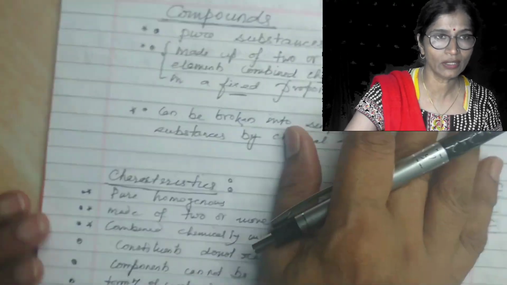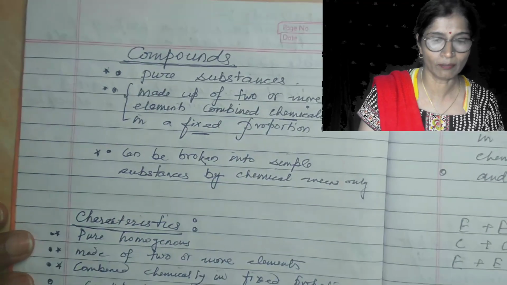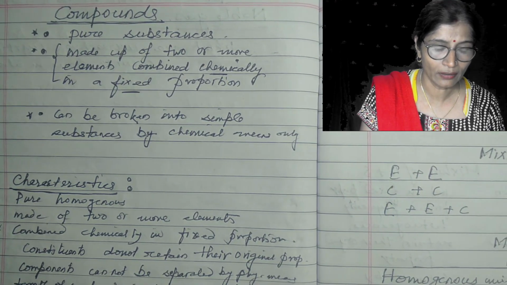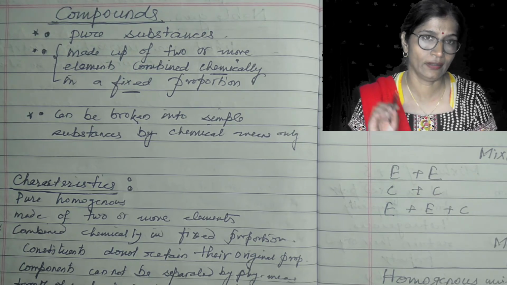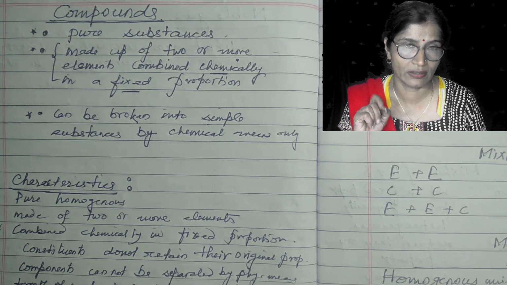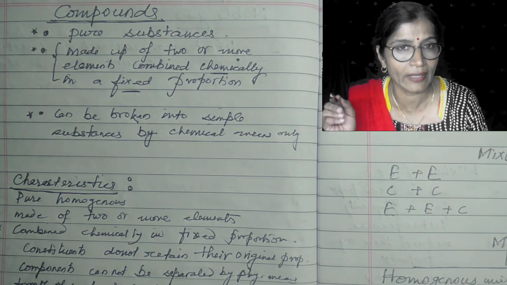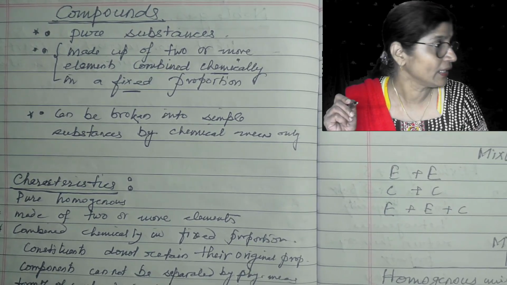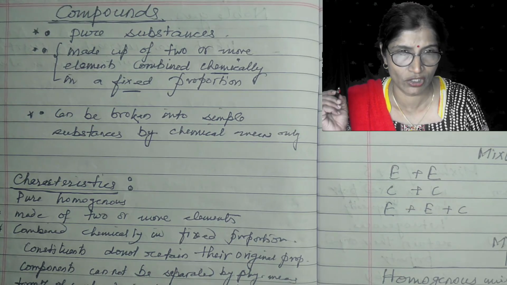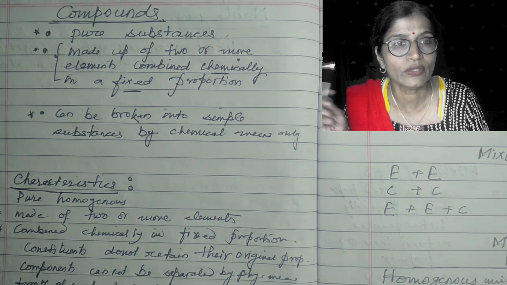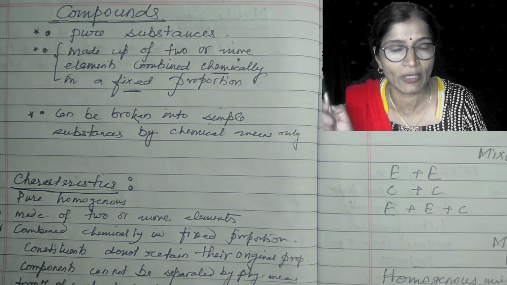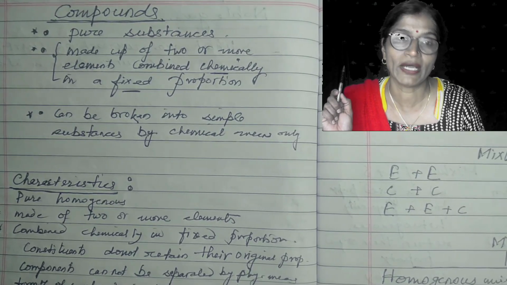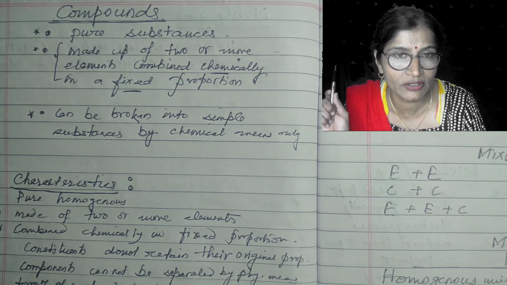Next, we have completed elements. Now I will discuss the compounds. What are compounds? Compounds are again pure substances. They are made up of two or more elements, but they combine chemically in a fixed proportion. After that, they convert into the molecular state. Compounds are made up of one type of particles, and those particles are molecules, and they can be broken into simple substances by only chemical means, not by any physical means.